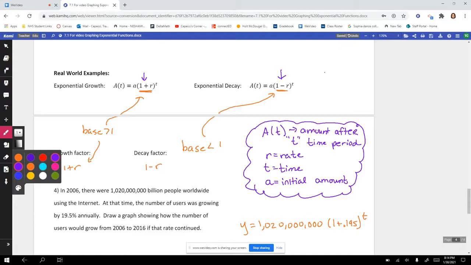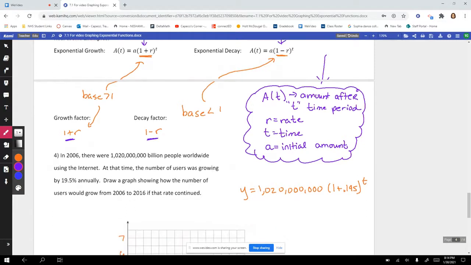So what do those values stand for? Well, what we're starting with, that A of t, that's the amount after any t time period, anything we have for the time period. R stands for rate, t stands for time, and A is the initial amount. So we'll know if something is going to get larger or smaller based on what is in those parentheses.